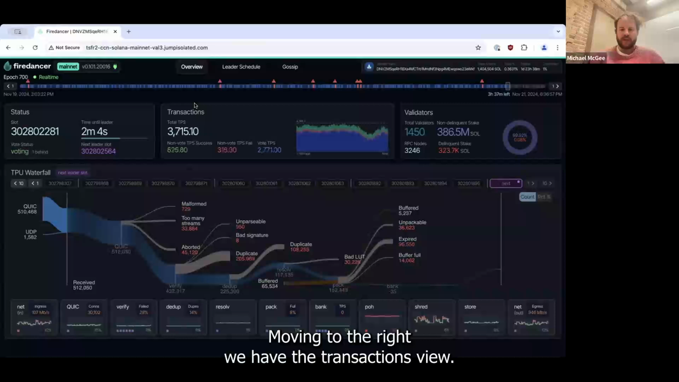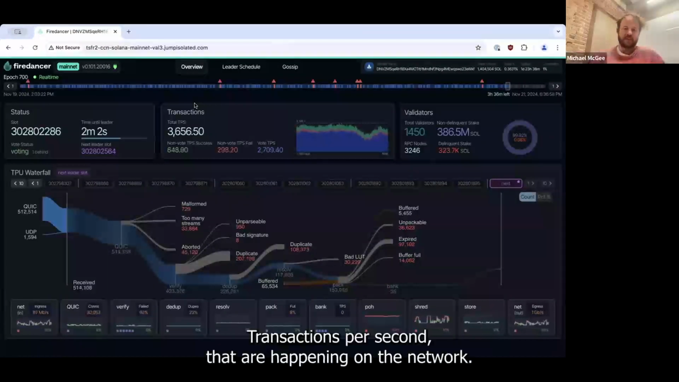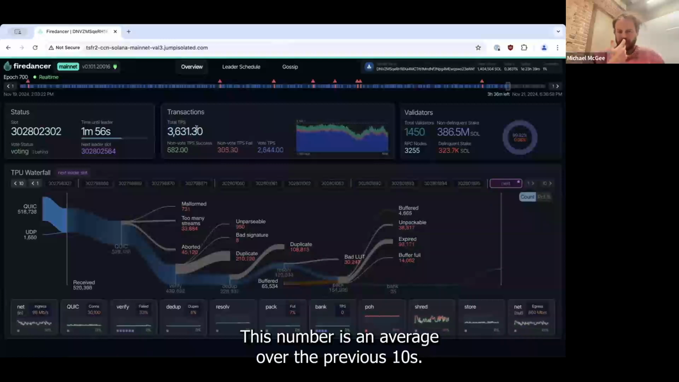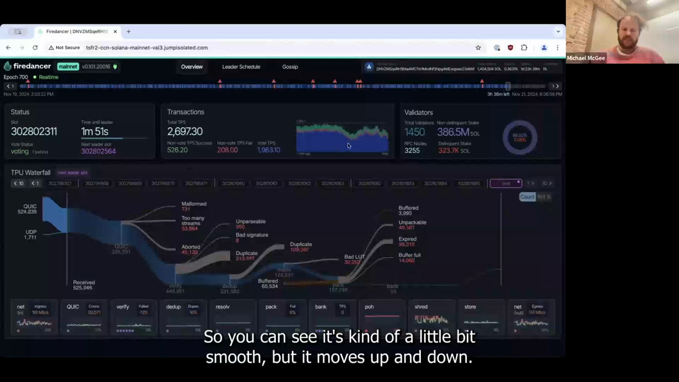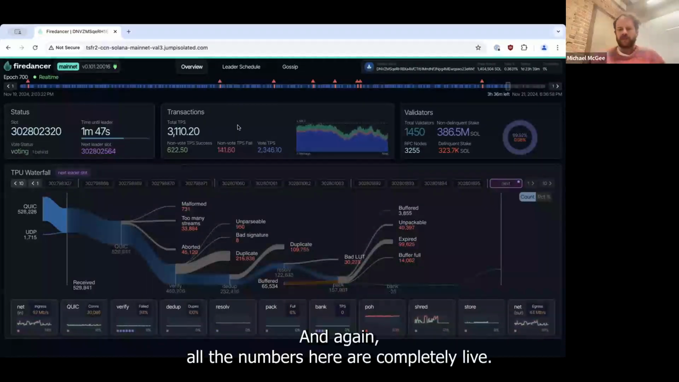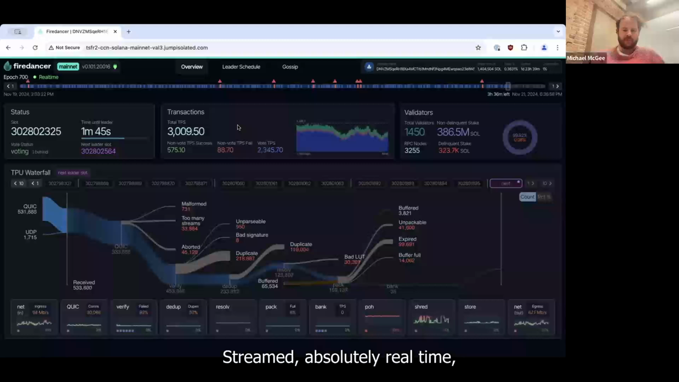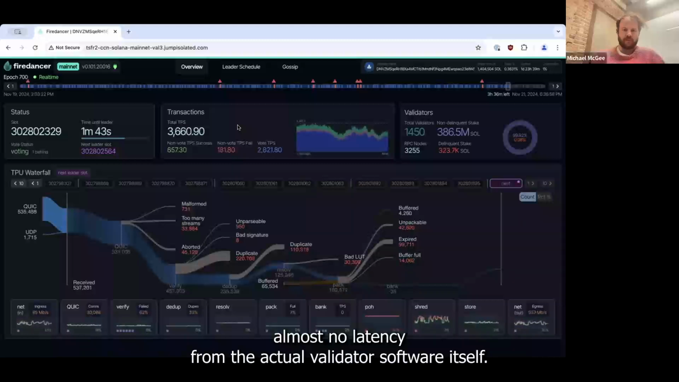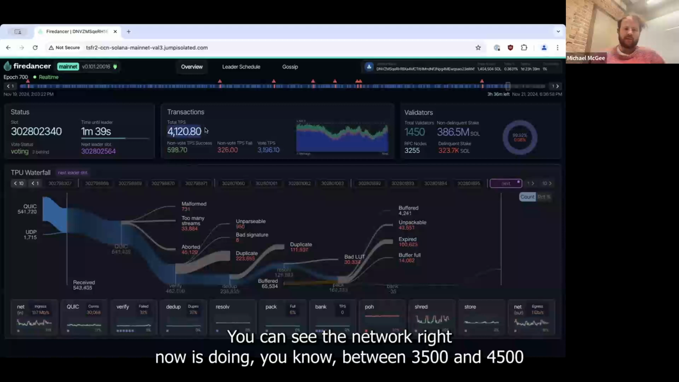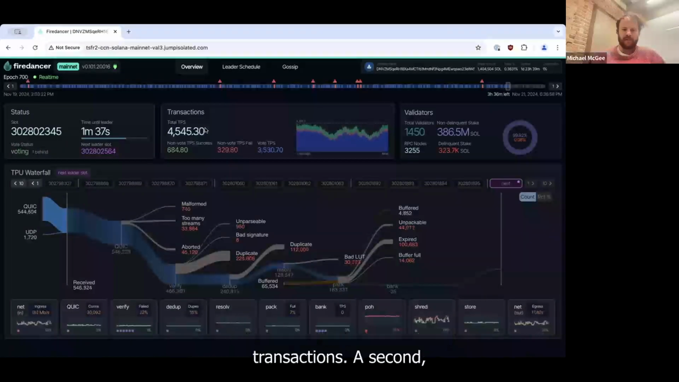Moving to the right, we have the transactions view. This is showing the transactions per second that are happening on the network. So we have the total TPS. This number is an average over the previous 10 seconds. So you can see it's a little bit smooth, but it moves up and down. And again, all the numbers here are completely live streamed, absolutely real time, almost no latency from the actual validator software itself. You can see the network right now is doing between 3,500 and 4,500 transactions a second.